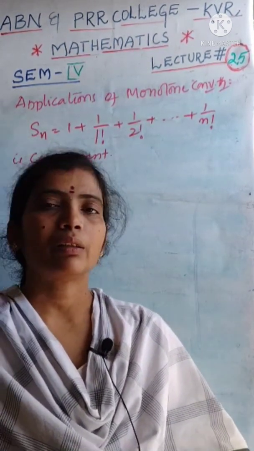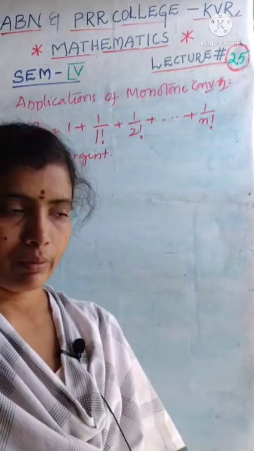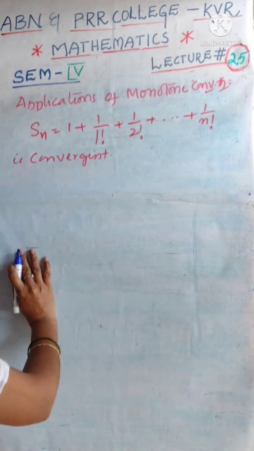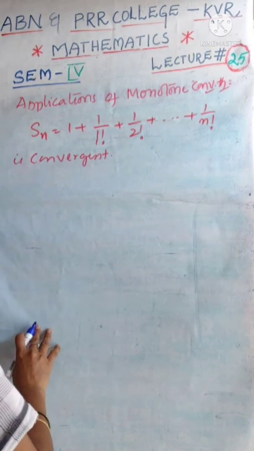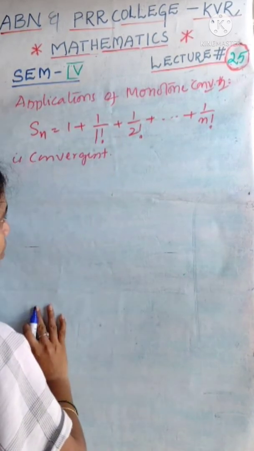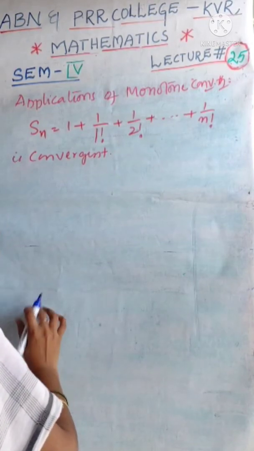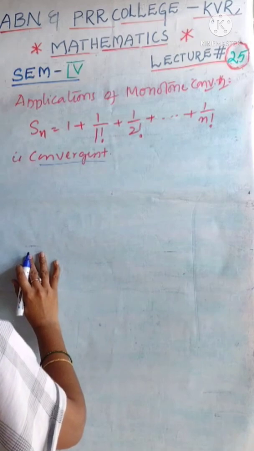Let us continue the applications of monotone convergence theorem. Coming to the sequence, we want to prove that the sequence 1 plus 1 by 1 factorial plus 1 by 2 factorial plus and so on 1 by n factorial is convergent.